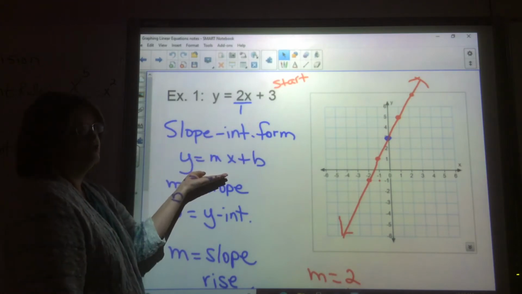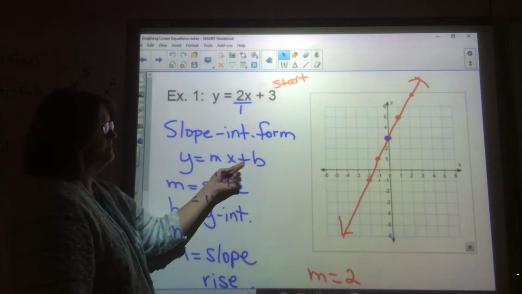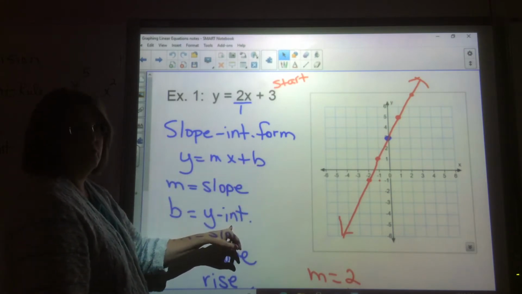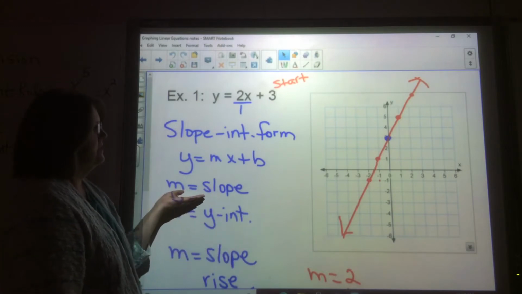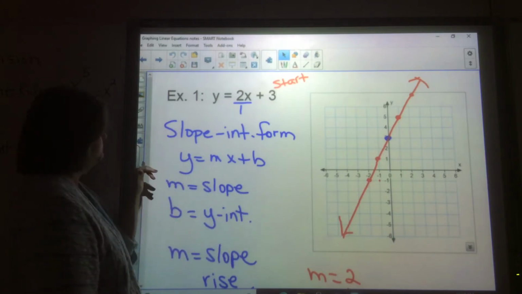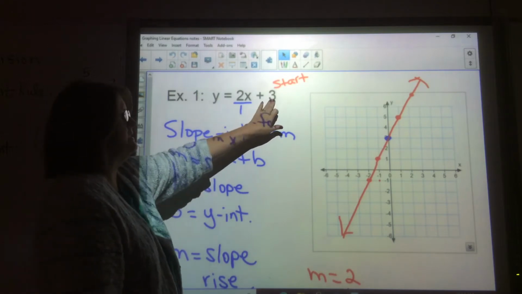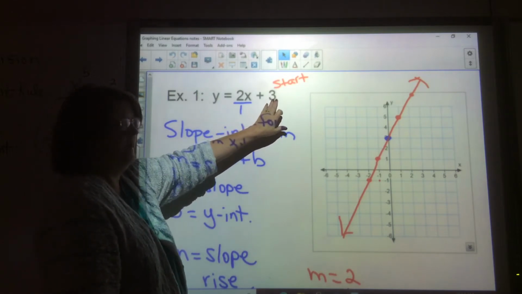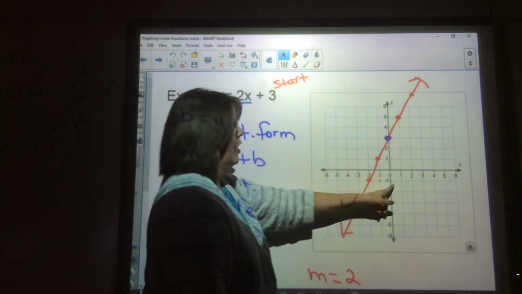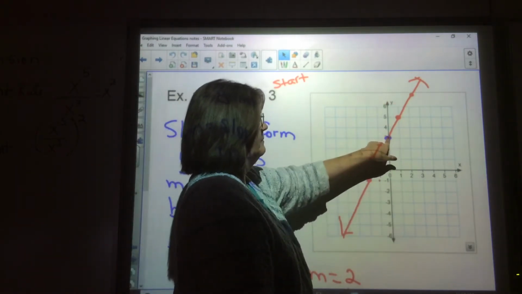I jumped a little bit. y equals mx plus b. The b part is your y-intercept. That's where it's crossing the y-axis. The m part is the slope, or the slant of the line. So my starting point is always that y-intercept, which is where it crosses the y-axis. So at 3, on the y-axis, I put a point.